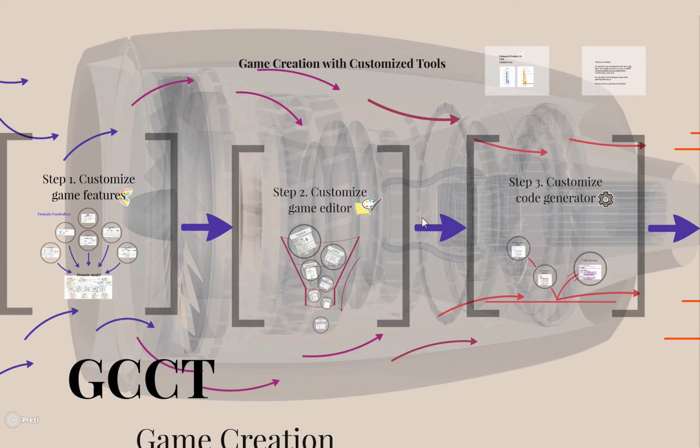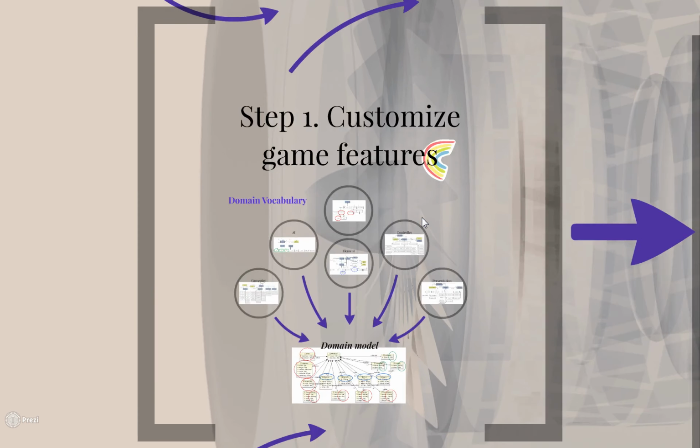In GCCT, we elaborate 3 steps to customize the authoring tools. Step 1. Customize game features that will be supported by the tools. If we think about game creation as a painting, this step is to specify which colors you will be able to paint with.